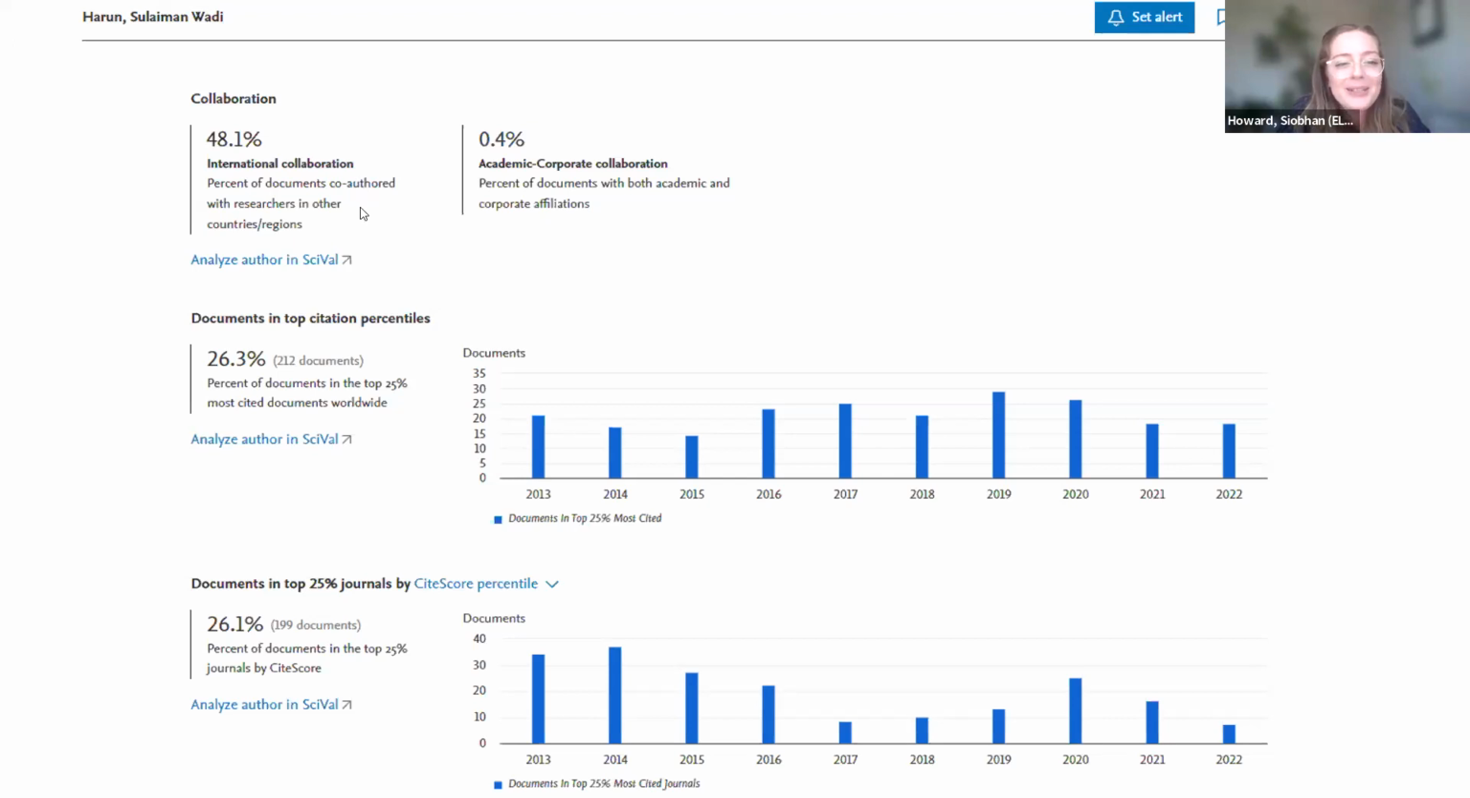And you'll notice for all of these, it encourages you to analyze the author in SciVal for a little bit more detail. So if you do have access to SciVal, it can be a really good way to engage directly and have that interoperability between the author profile and then into SciVal, where you can get really in depth with the numbers. Next slide, please, Nick.